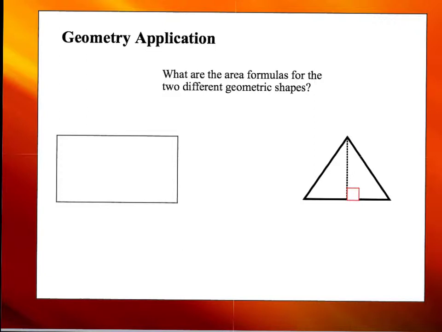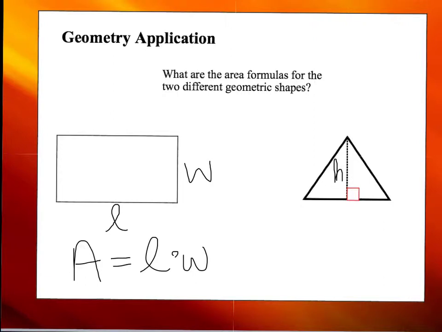So if we have a rectangle that has length and width as its sides, then the area of this rectangle is going to be length multiplied by the width. For the triangle, if this is going to be the height of the triangle, then the area is going to be 1/2 base, B is down here, multiplied by the height. So we're going to use these two formulas on our next slide.